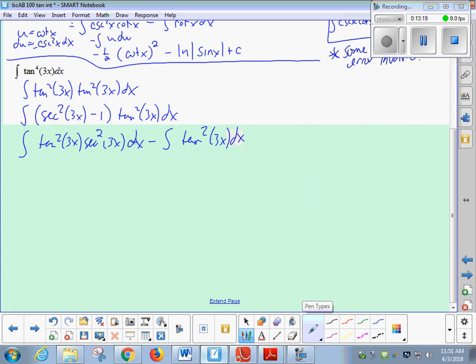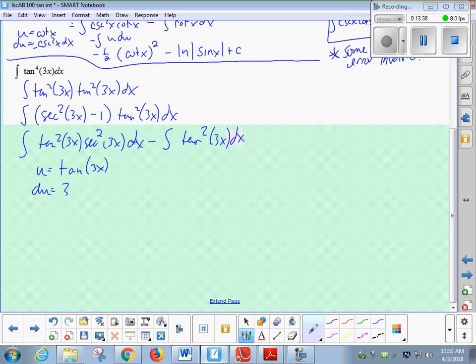Secant squared. All right, so let's talk u-substitution on that first one. What shall we make u? Tangent. Tangent squared or just tangent? Just tangent. Now be careful here.